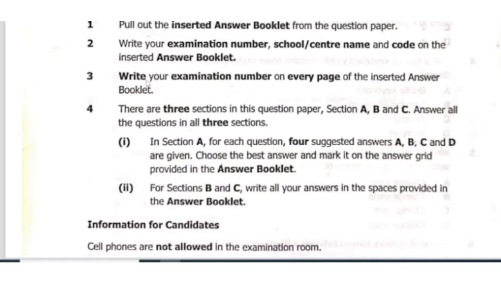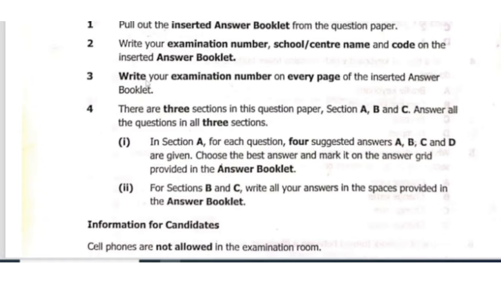When you get the answer booklet, you see that section A has the answer grids. If you have question 1, it has A, B, C, D. That's where you're going to be indicating your answers, so be careful as you indicate that. Make sure that you indicate the answer for question 1 on the question 1 grid.